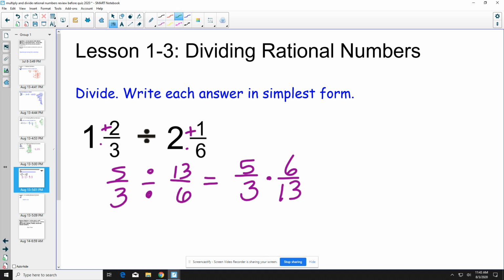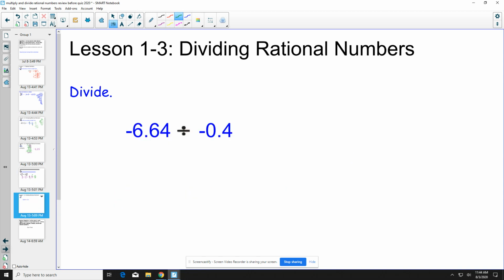So now that I've flipped, I'm noticing 3 goes into 3 once, 3 goes into 6 twice. I don't see any other cancellations, so when I multiply across, I get 10/13. And I've got a positive divided by a positive, so my answer is positive.